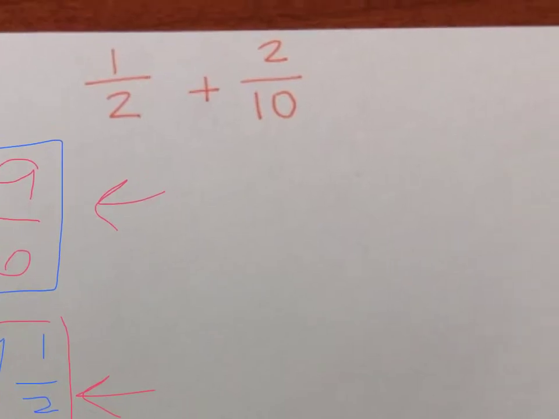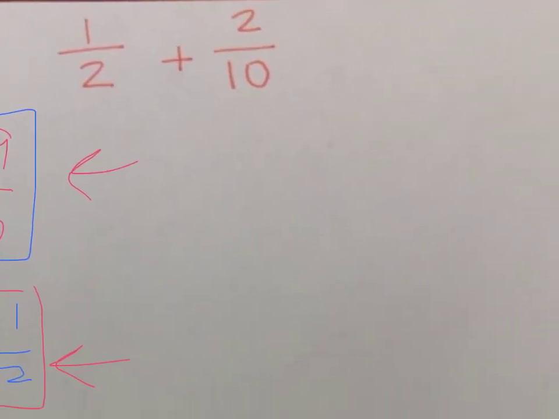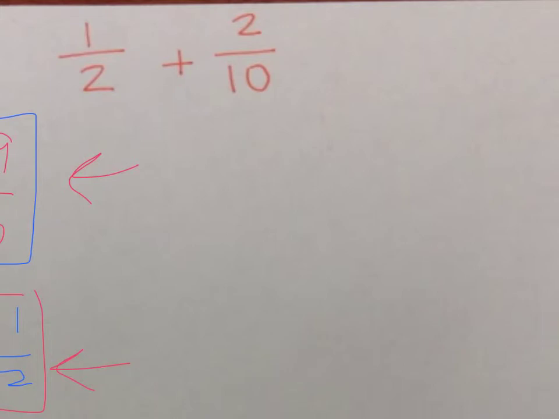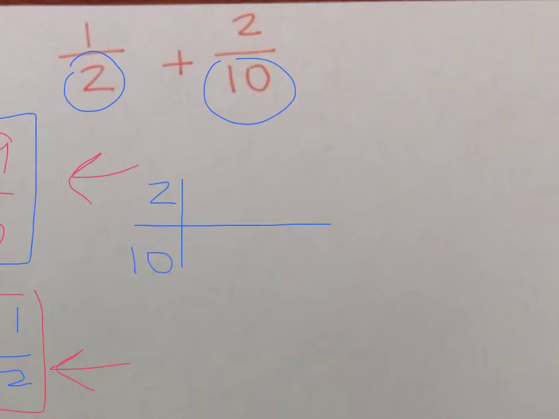Okay, so on 1/2 and 2/10. Again, we look at our denominators. Our denominators are not the same. We have a 2 and we have a 10. So we're going to list our common multiples. We have 2 and 10. Multiples of 2 are 2, 4, 6, 8, and 10. Okay, already we see that 10 is a common multiple, and it's our least one because we can't go any smaller than the number 10.